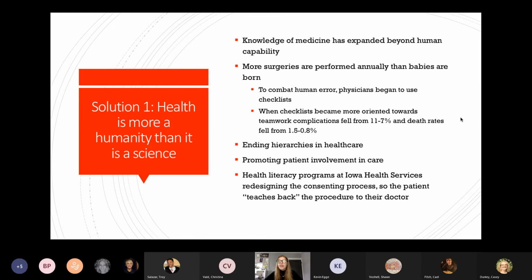It's also about promoting patient involvement in care. It's not always about prescribing care for your patient, but prescribing care with them. There's a health literacy program at Iowa Health Services that is redesigning the consenting process so that the patient teaches back the procedure to their doctor. And a lot of it is about strengthening the relationship between doctor and patient, creating a sense of respect and equal sharing of responsibility, making sure that the patient understands what is happening to them and why, so that they feel safer, and just building those human connections.